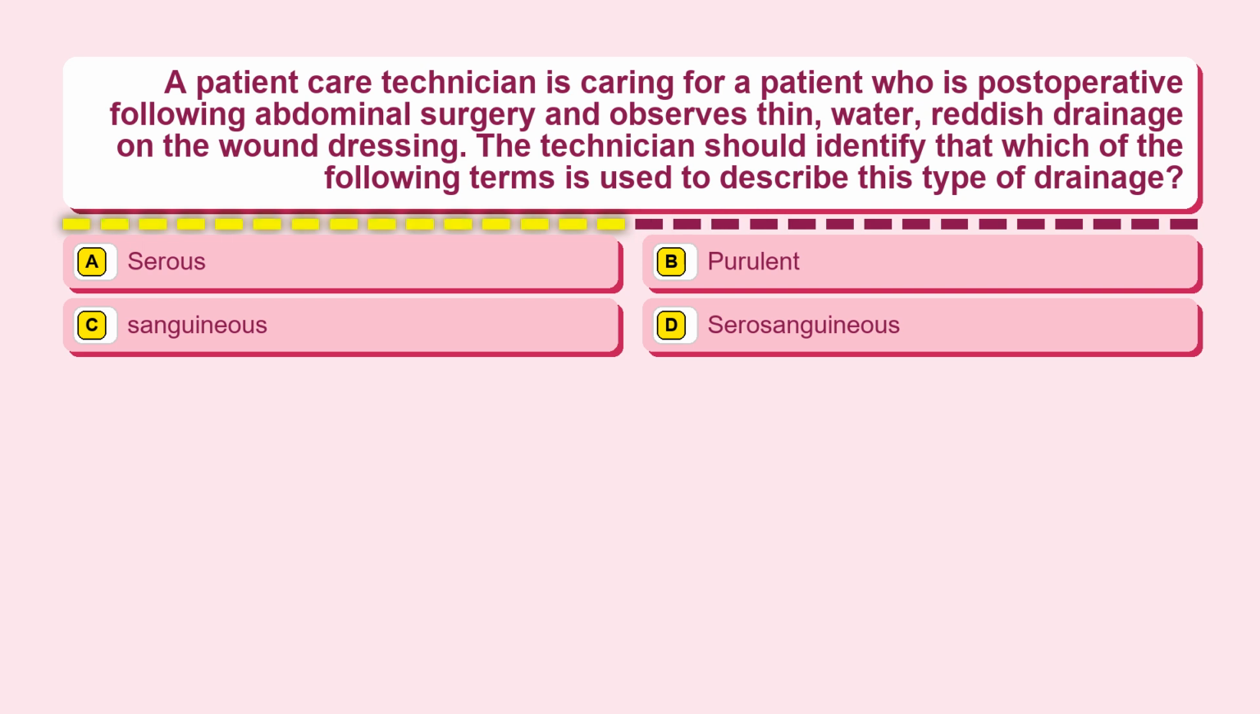The technician should identify that which of the following terms is used to describe this type of drainage. Option A, serous. Option B, purulent. Option C, sanguineous. Option D, serosanguineous.